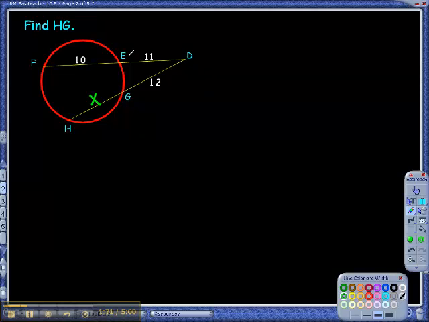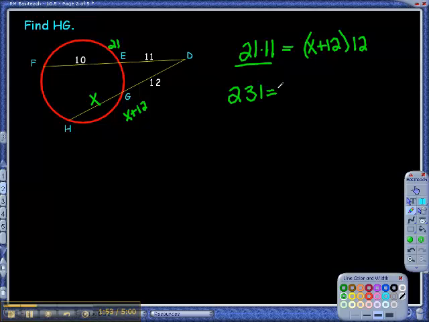So in this case, the whole secant segment here would have been 21. So we're taking 21 times 11, the whole secant segment and its external segment. Now here the whole secant segment would be x plus 12. So we're going to take our x plus 12, that whole secant segment, times its external segment, which would have been just a 12. Now as you're simplifying this equation a little bit, we know 21 times 11 should be 231 is equal to, and as you distribute, we have a 12x plus 144.